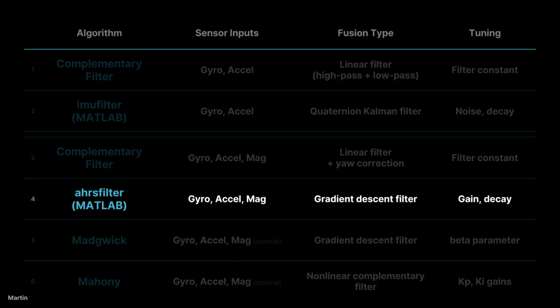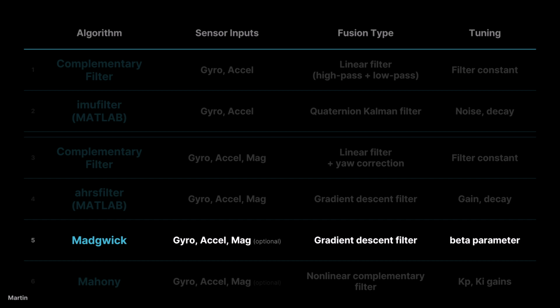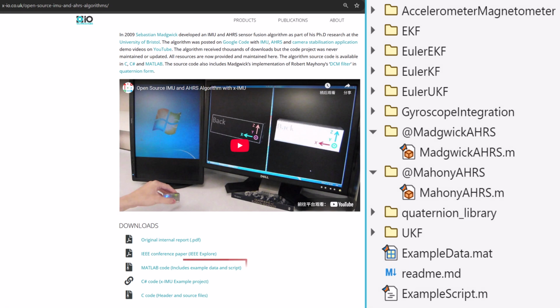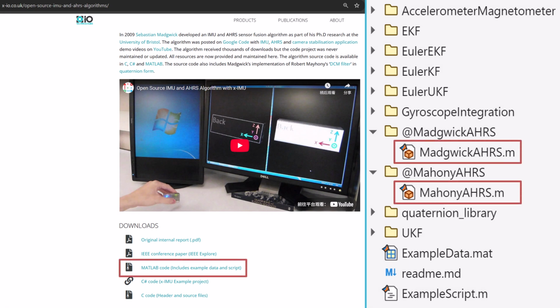Now that we've covered the AHRS filter, let's move on to the Madgwick filter in MATLAB, another widely used algorithm for real-time orientation estimation using inertial and magnetic sensors. The Madgwick and Mahoney AHRS algorithms are open source, and their MATLAB implementations and documentation can be downloaded from the web page.